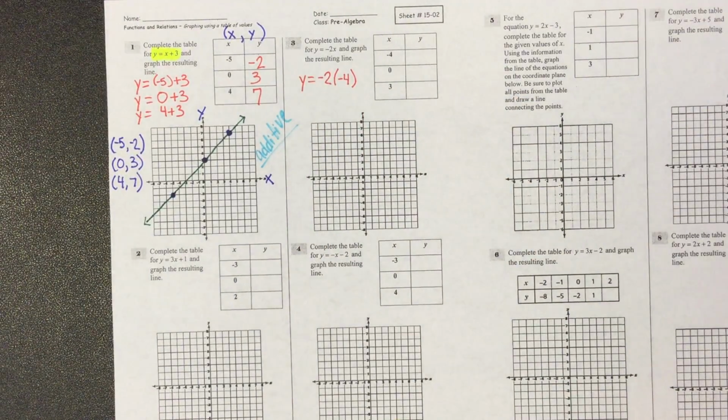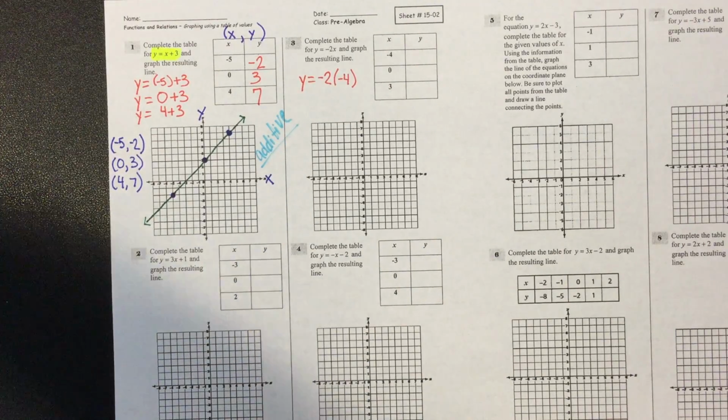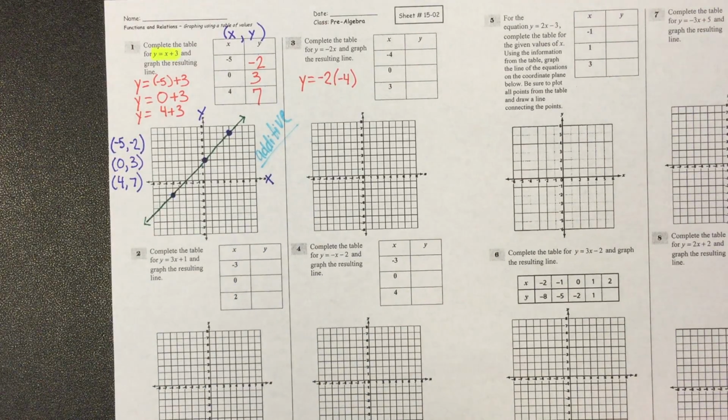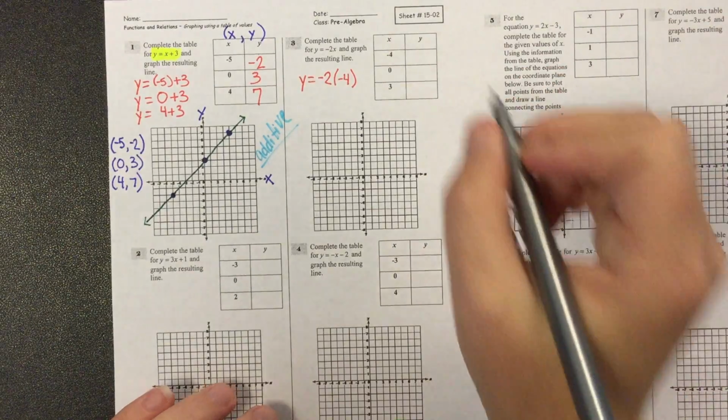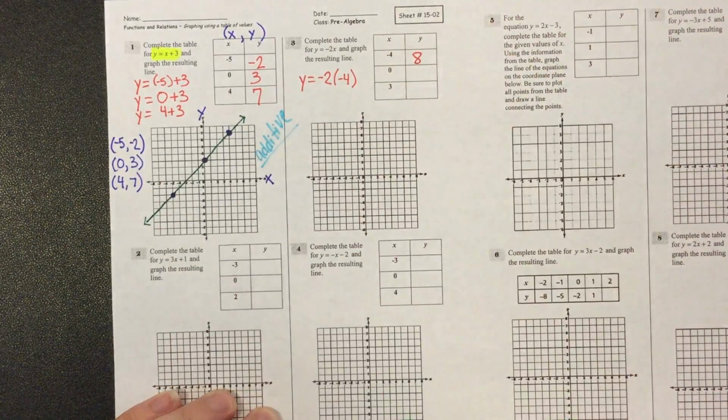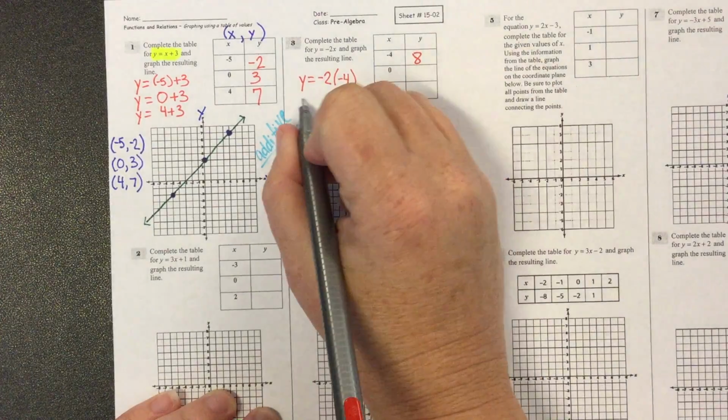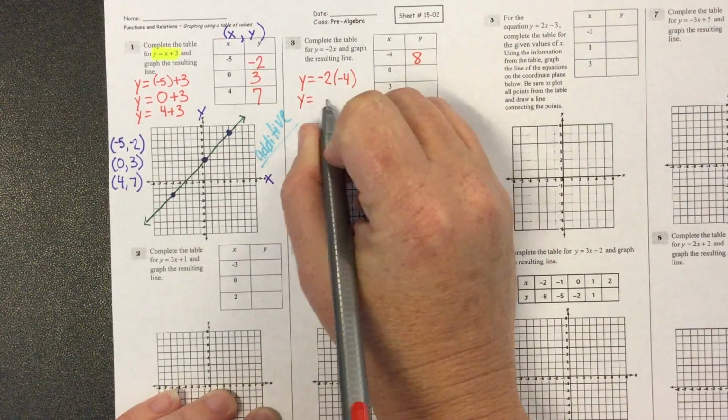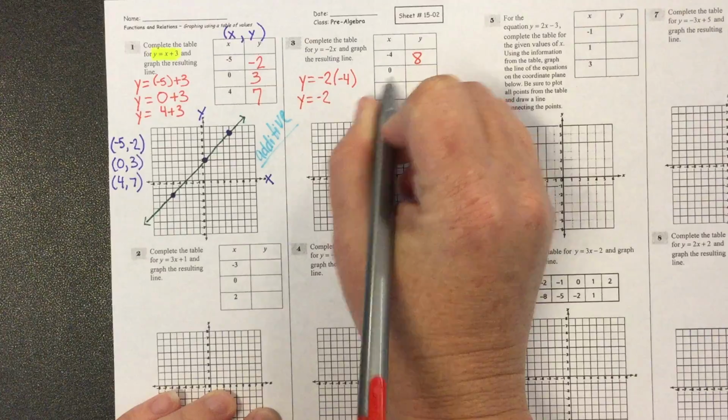And what is going to come out? Negative 2 times negative 4? Go for it, Aubrey. 8. Positive or negative? Positive 8. Perfect. Next one. I'm going to input a negative 2.